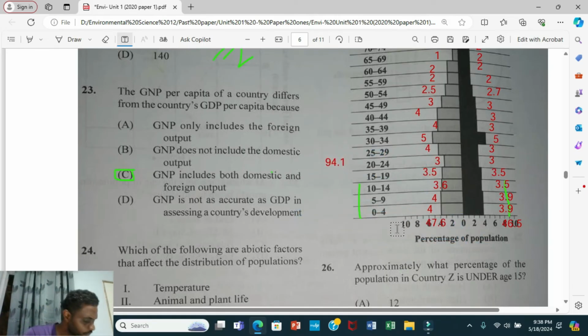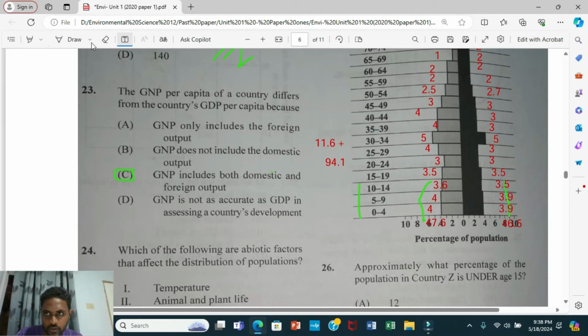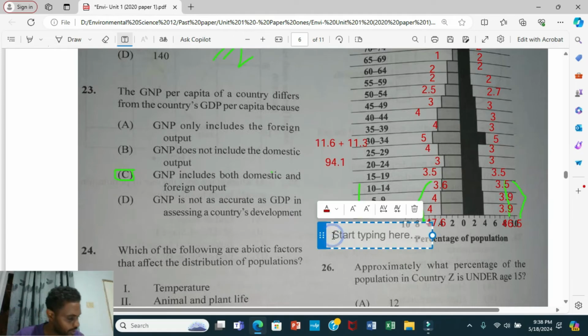Of course, for those below age 15, for both male and female, you would add these three here, and you should get 4 and 4, 8, 9, 10, 11, 11.6. And of course, you're going to add that to what you're going to get over here. You're supposed to add these three here, and you should get 11.3, right? So when you add that, you should get 22.9.